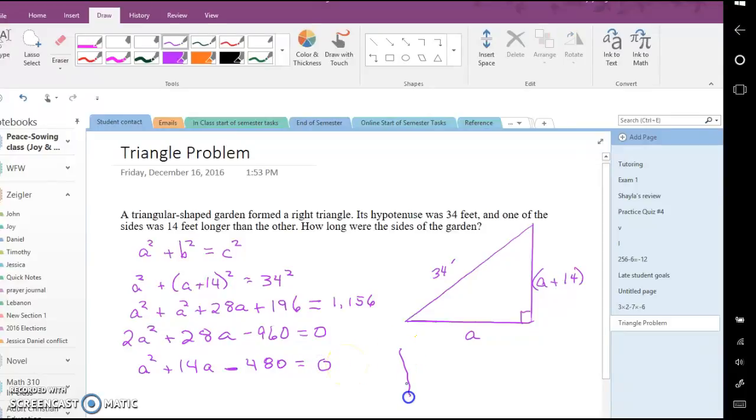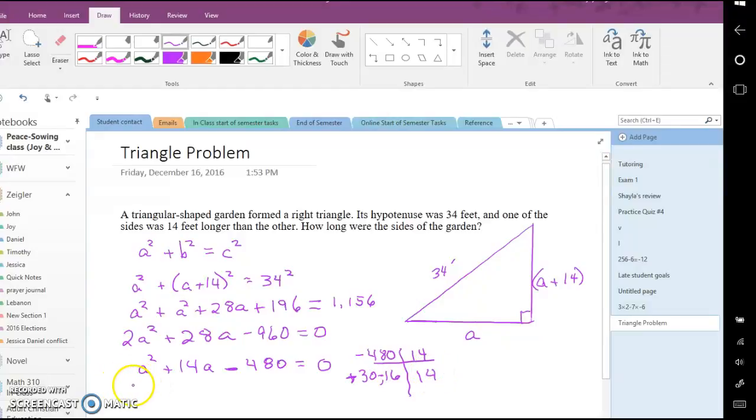I'm going to factor it, and so I need two numbers that multiply to give me negative 480 and add to give me 14. And I know that those two numbers are positive 30 and negative 16. If you multiply them, you get negative 480, and if you add them, you get positive 14.